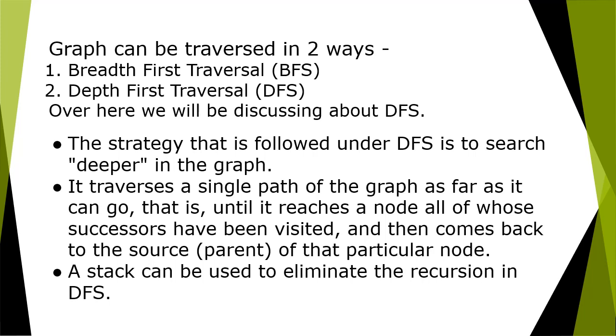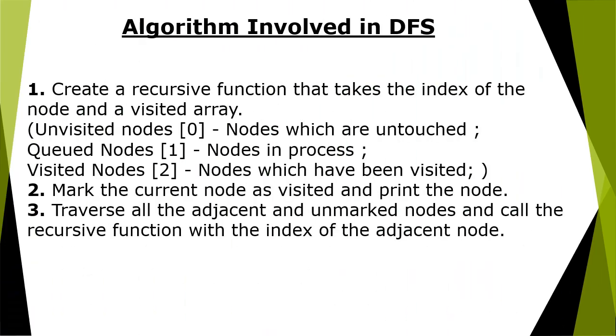A stack can be used to eliminate the recursion in DFS. Now coming to the topic, the algorithm involved in DFS is to create a recursive function that takes the index of the node and a visited array. The unvisited nodes will be marked as 0, which are untouched. The queued nodes will be marked as 1, which are in the process. Third, visited nodes will be marked as 2, which have been visited. Mark the current node as visited and print the node. Traverse all the adjacent and unmarked nodes and call the recursive function with the index of the adjacent node.